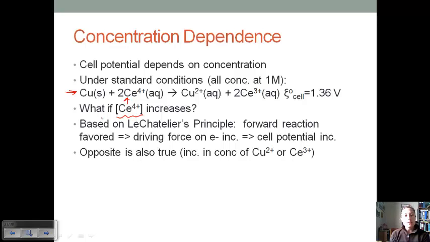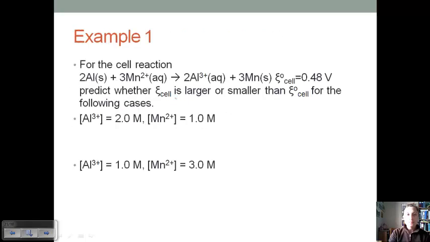And then the opposite is also true. Let's say that we increased one of our product concentrations instead. This would favor the reverse reaction, which would decrease the driving force on electrons because electrons would be flowing the other direction, or not flowing in the forward direction, and this would decrease our cell potential.